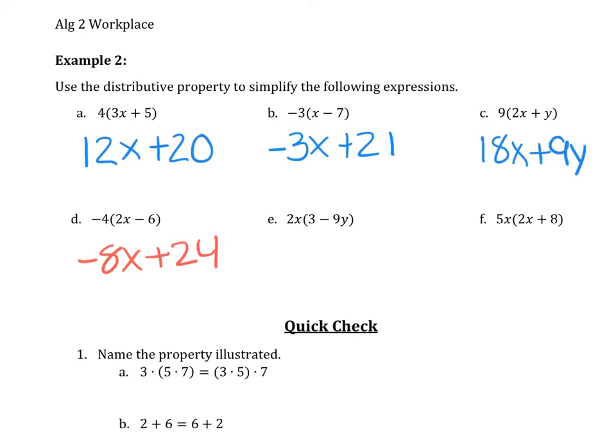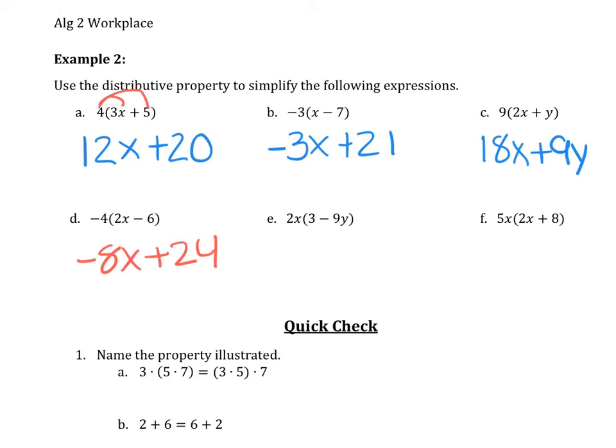Alright, so I have the ones for A, B, C, and D up here. These are pretty straightforward. You just take the number out in front, it gets multiplied by everything inside the parentheses. Variables, those X's just carry on. Any questions on those first 4?